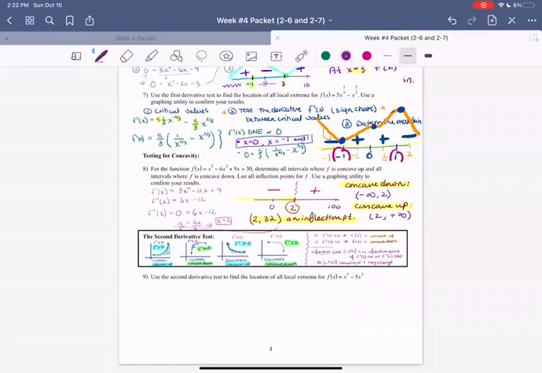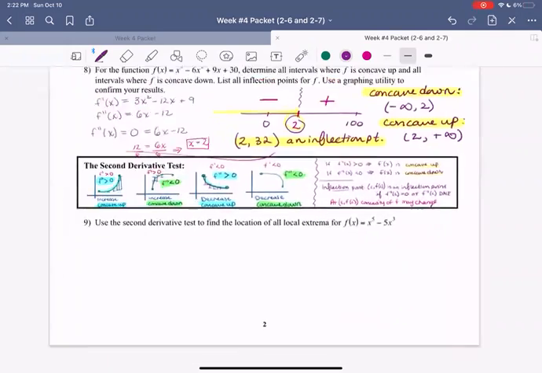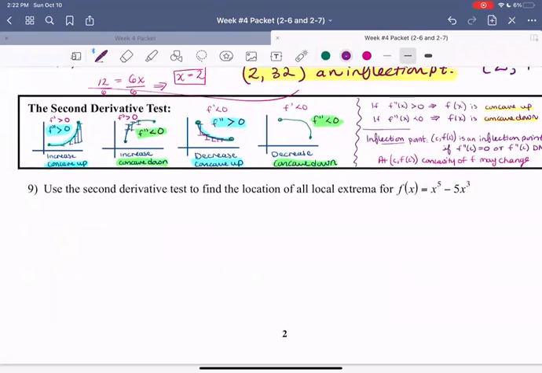In this video, we're going to look at our final example on using the second derivative test to find the local extrema for a function. So we're looking here at example number 9. It says use the second derivative test to find the local extrema for the function f of x equals x to the 5 minus 5x to the 3.